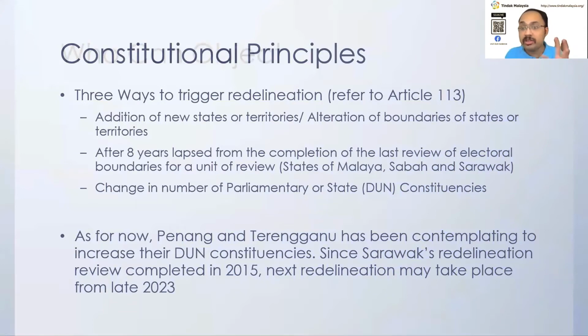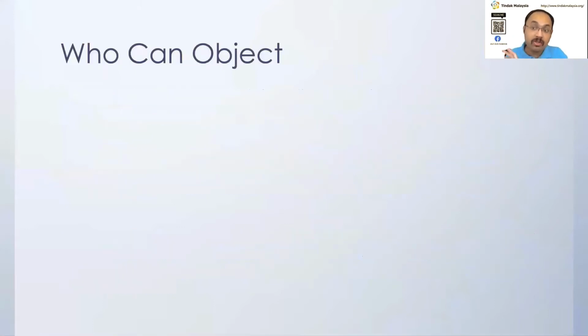Okay, so just to give you a context, the 3 units of review: states of Malaya consist of all the states in Peninsular Malaysia plus all the federal territories, including Labuan. So the redelineation for states of Malaya only covers these areas I've mentioned. For Sabah, it is done separately. For Sarawak, it's done separately.